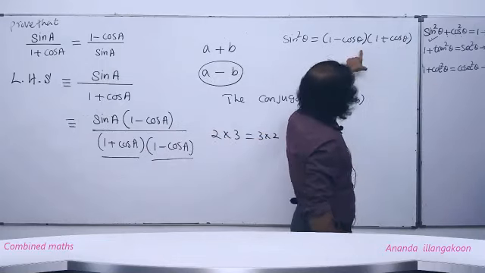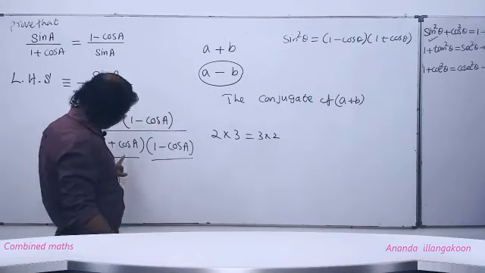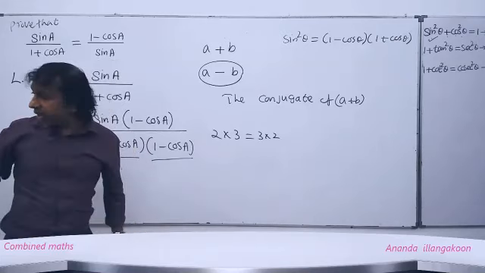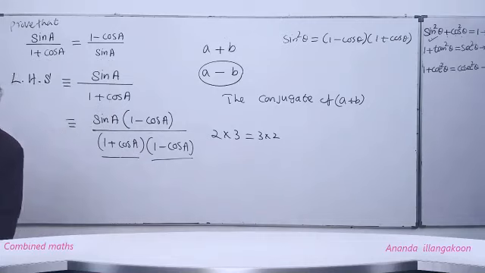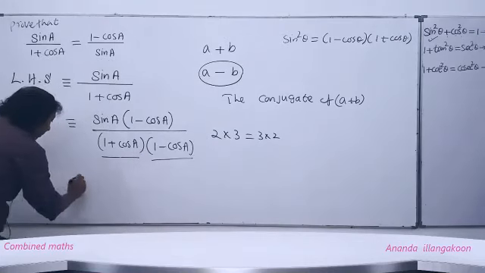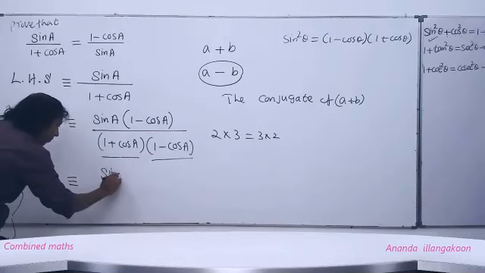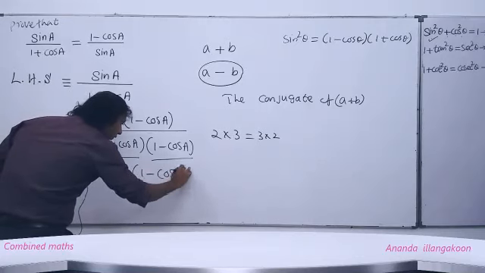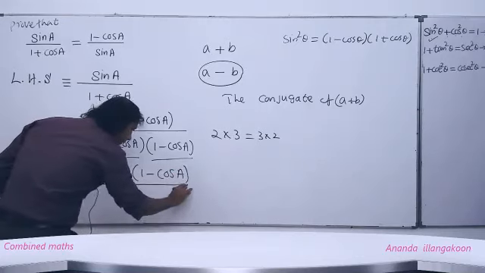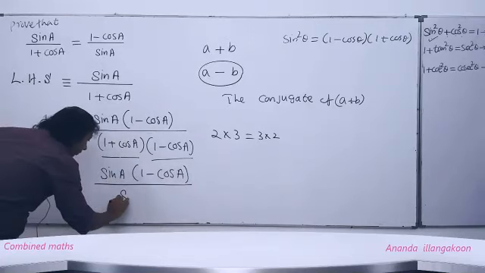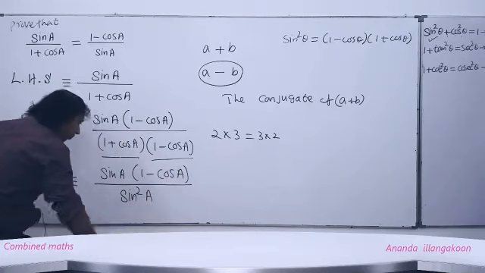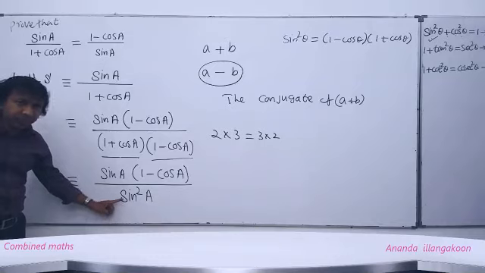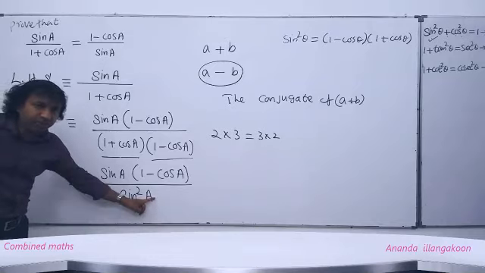Then if we can write this one as sine square theta, how can we write this one? Since here we have the angle A, it is sine square A. This is now sine square A. Sine A into 1 minus cos A, divided by sine square A. Because what is meant by sine square A? Sine square A is sine A multiplied by sine A.